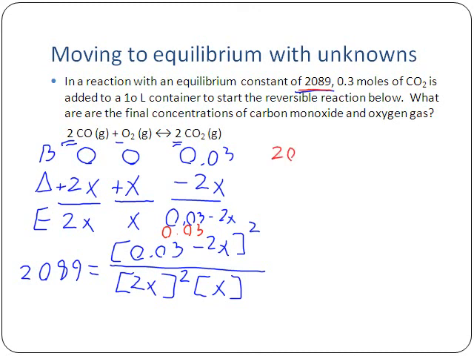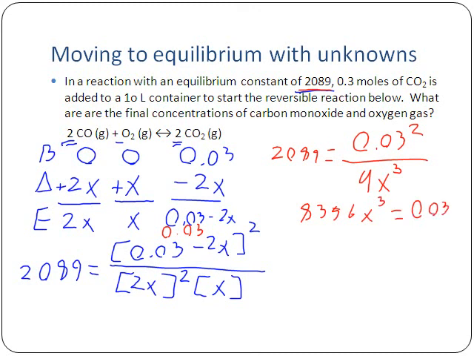And so we can rewrite this as 2089 equals 0.03 squared divided by, on bottom, (2x) squared, which is 4x squared, times x. So that would be 4x cubed on bottom. And so at this point, we can just solve for x. Let's multiply x up. And so we have 2089 times 4x cubed, which ends up being 8356 x cubed, equal to 0.03 squared. And so divide both sides by 8356.